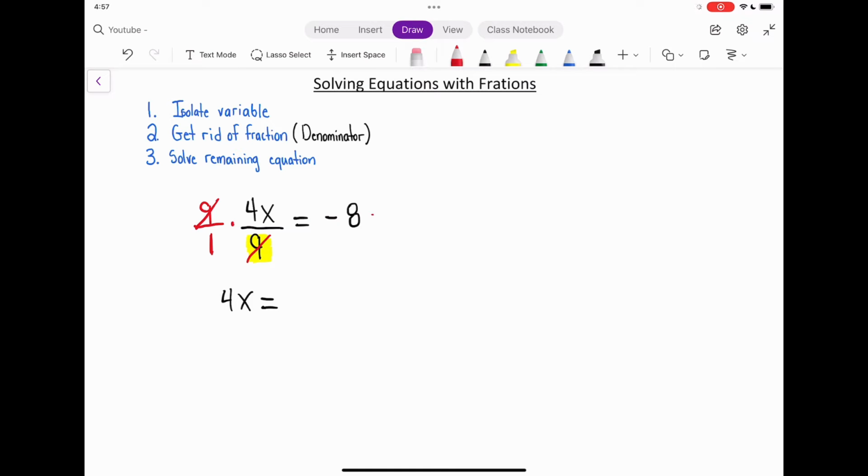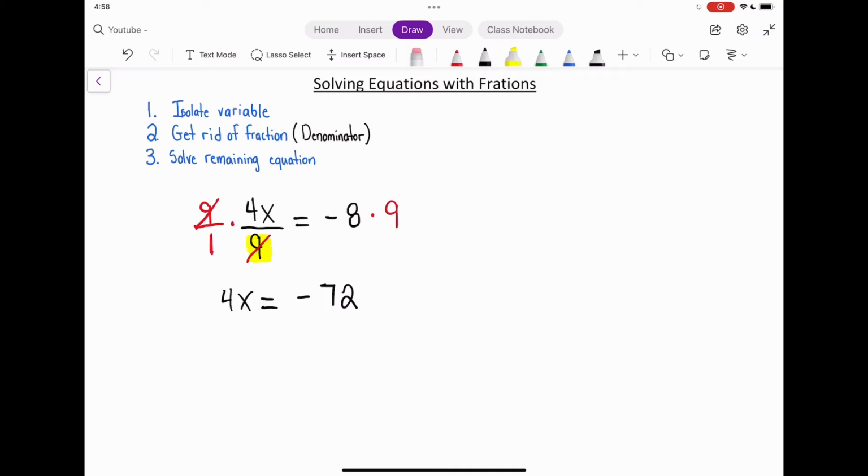And what we do to one side of the equation, we have to do to the other. So I'll multiply by 9 on the other side. So now 4x is equal to negative 72. And then this just turns into a regular equation for us.